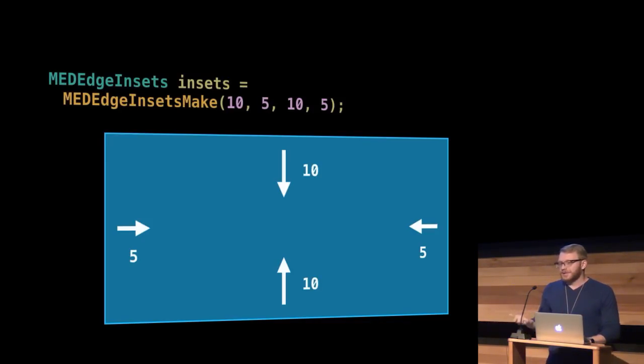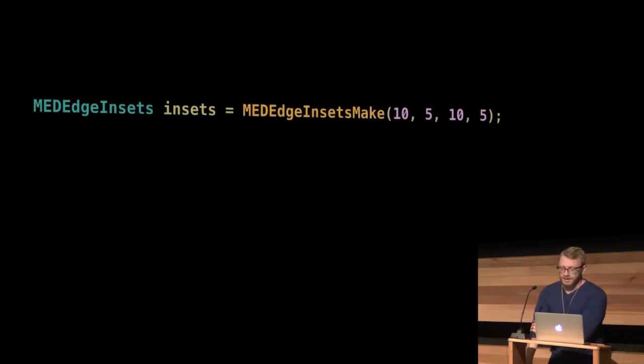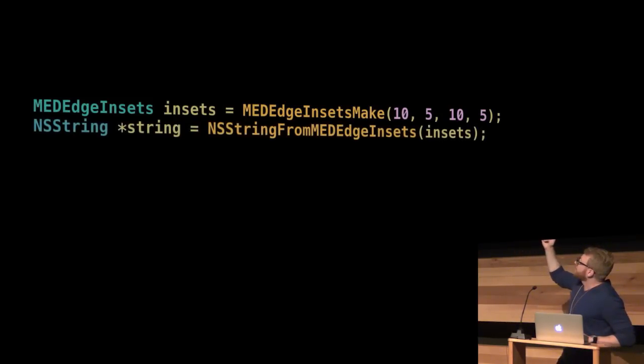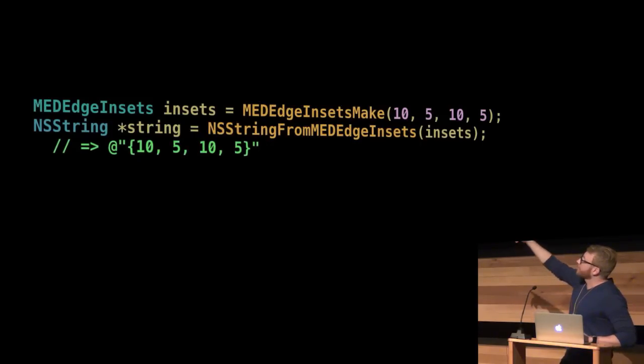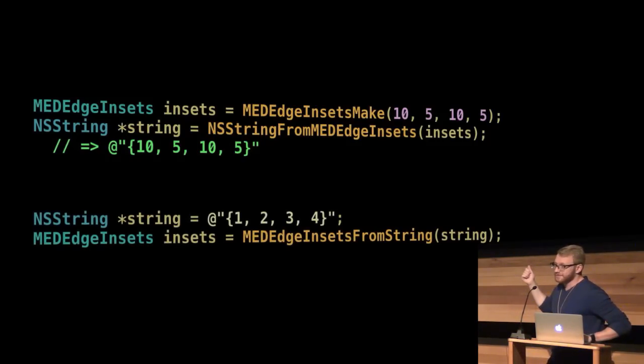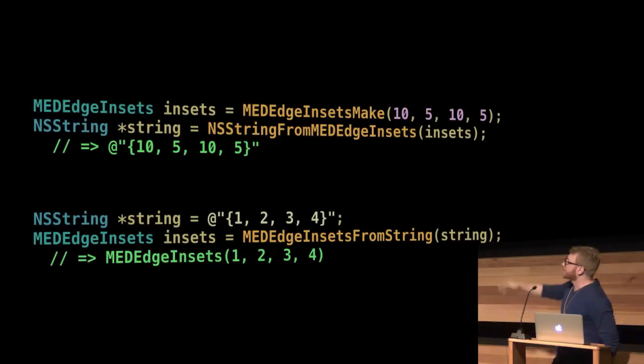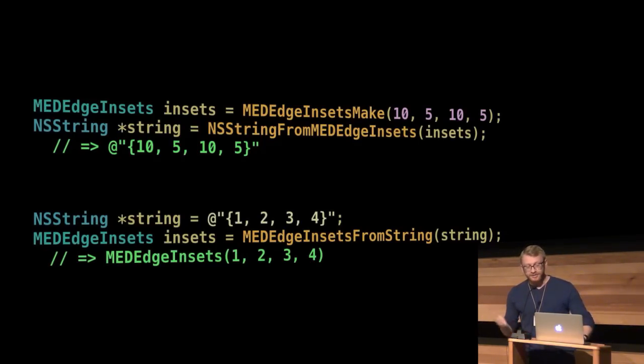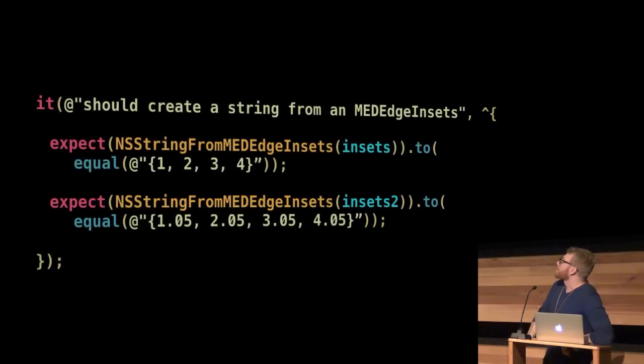Archimedes also provides a lot of convenient functions to help us create these things. We can create a set of insets and convert that set of insets into a string. So we get a string representation like this. The original set of insets was 10, 5, 10, 5, and we get a string that says 10, 5, 10, 5. We can take that string and convert it to a set of insets, and that'll give us an insets object. In this case, the string was 1, 2, 3, 4, and we get a set of insets that's 1, 2, 3, 4. Pretty cool, and really well tested, because it's from GitHub.